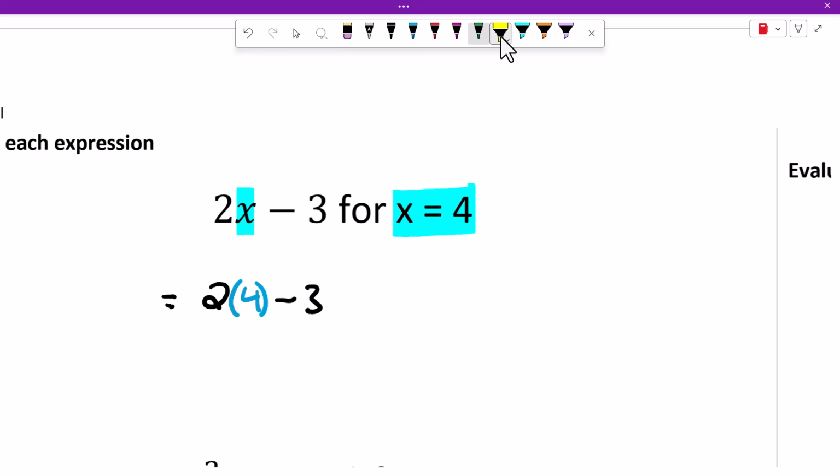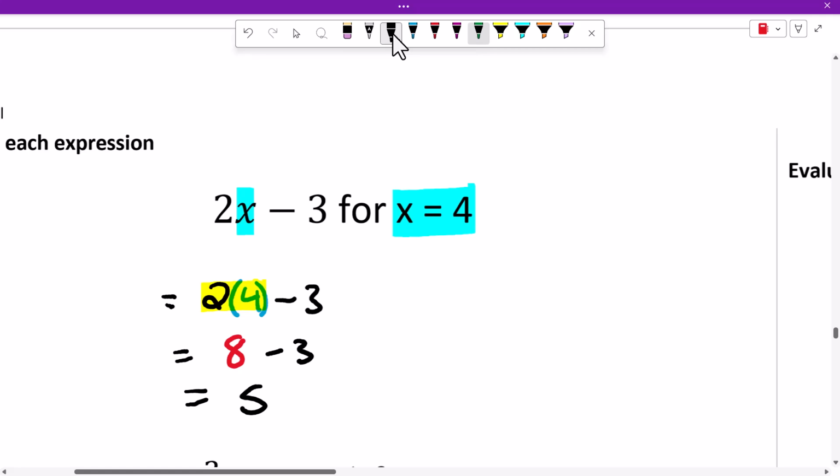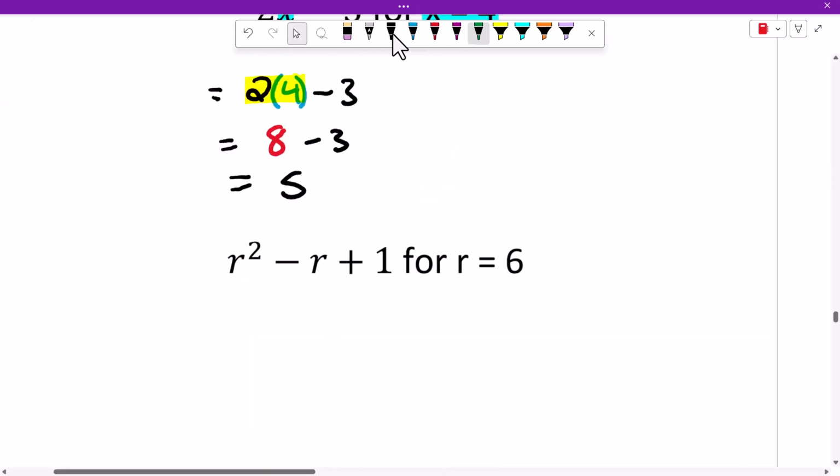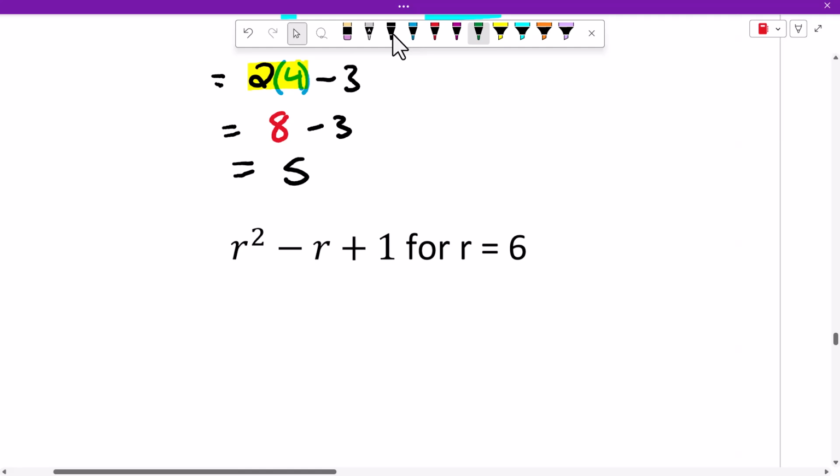2 times 4. You do the 8, and you have the minus 3 equals 5. And that's it. Right? So you start seeing letters in it. Don't get worried about it. All it means is, hey, I have a spot. I have to do one more extra step. I have to put a number in. The chances are the calculation you're doing is going to be easier.